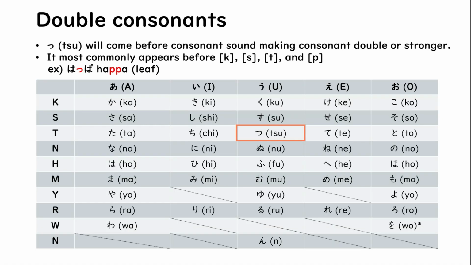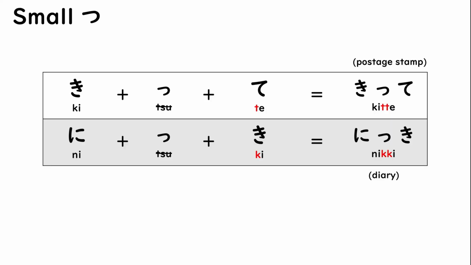Now let's take a look at double consonants. The small tsu is very important. It comes before a consonant and makes this consonant stronger or doubled. It most commonly appears before K, S, T, and P. For example, happa. Try listening carefully to the difference in sound length. Kitte, kitte, nikki, nikki.